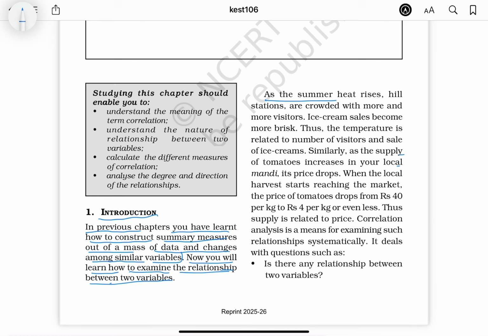As the summer heat rises, hill stations are crowded with more and more visitors. Ice cream sales become more brisk. Thus, the temperature is related to the number of visitors and sale of ice creams.